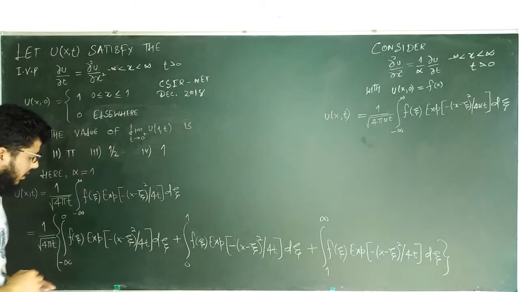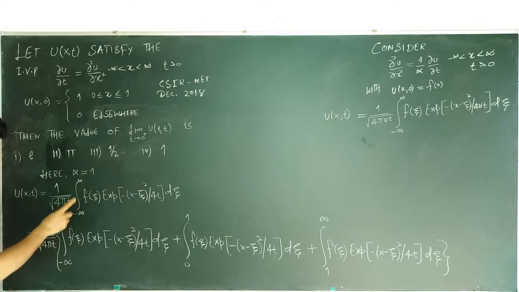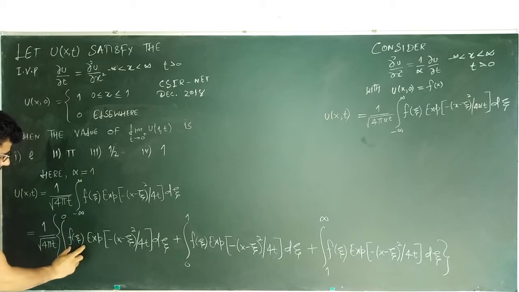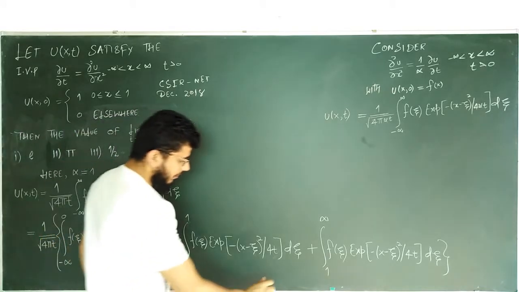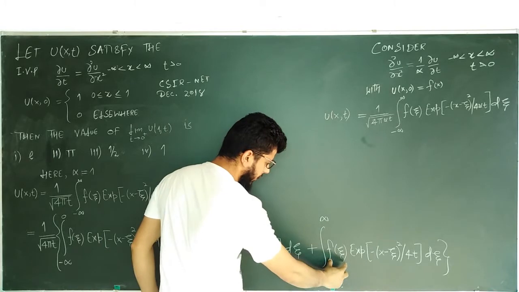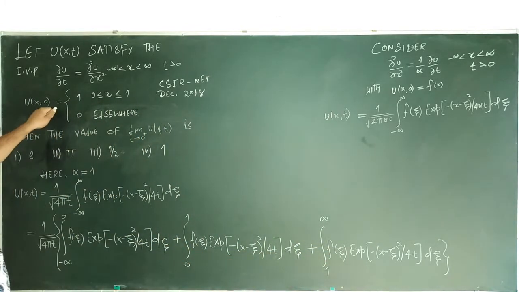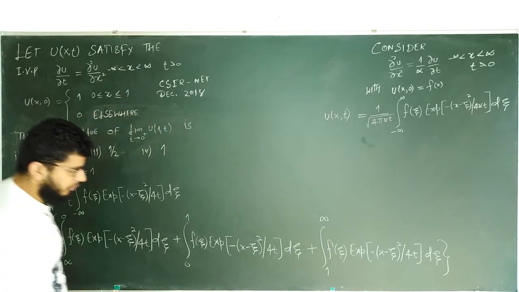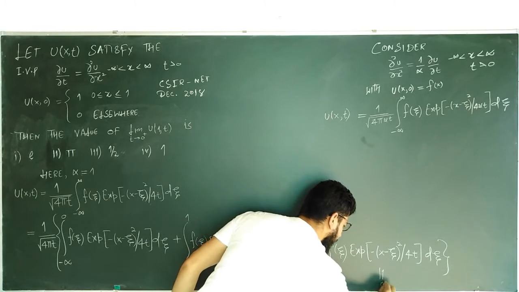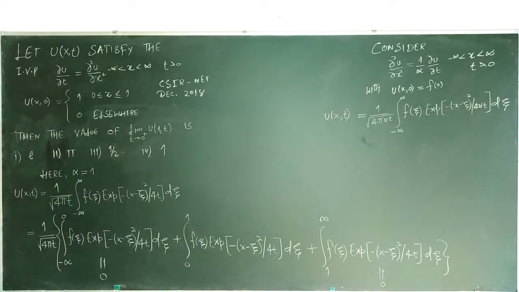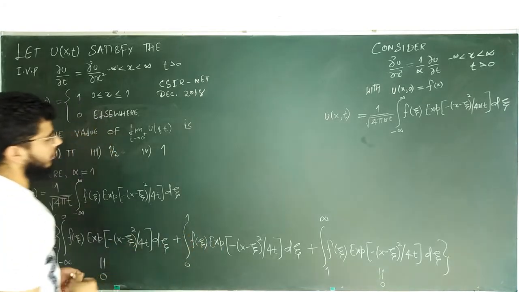I'll just break this interval into 3. Now you can see from negative infinity to 0, in this portion f is 0, and again from 1 up to infinity, in this portion f is again 0, as you can clearly see from the given condition. So that means this interval is 0 and that interval is 0. So we are left with this one.